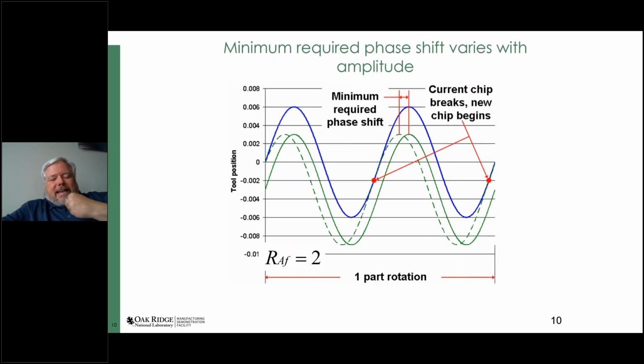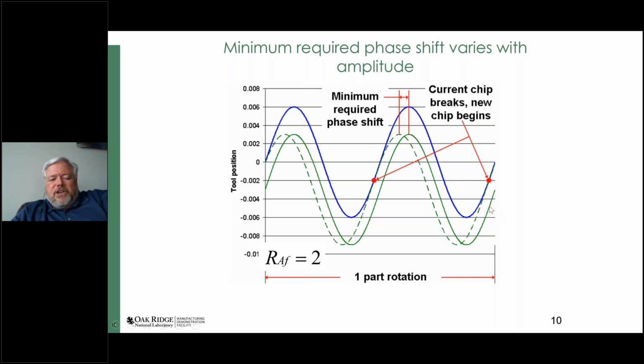Okay, so I start looking at this and I imagine how it might be. Let's imagine that the amplitude that I superimpose got a lot bigger. Let's say it's twice as big as the feed per revolution. Then again, the blue line indicates what the position of the tool was the last time around the workpiece, and the green line is what the tool is doing now. So if they were exactly lined up like this dark green line, then the chip doesn't break, right? The thickness almost doesn't change because it's exactly synchronized.